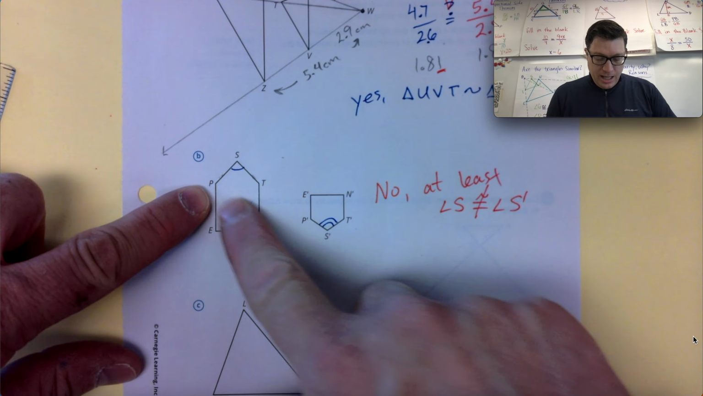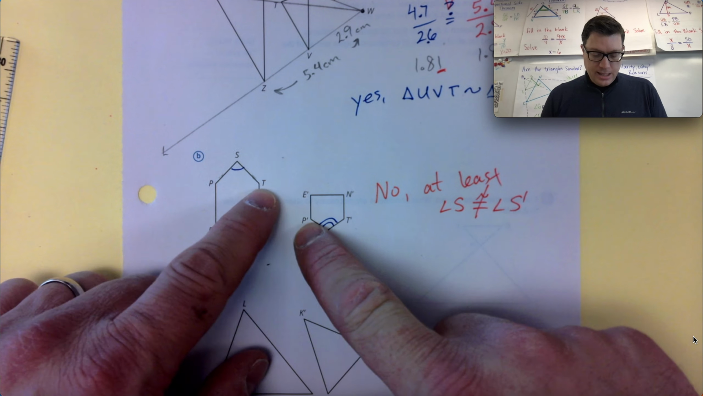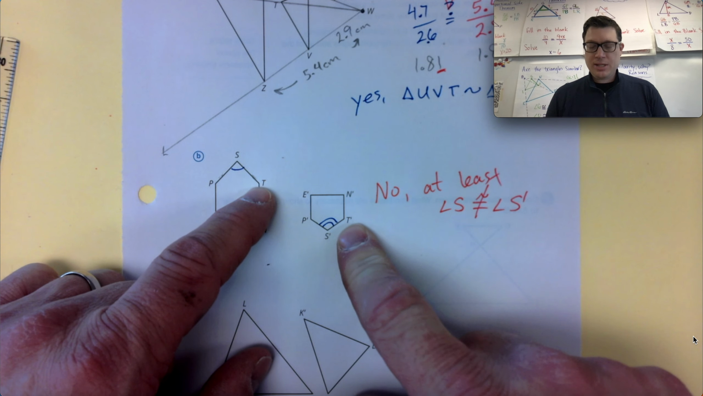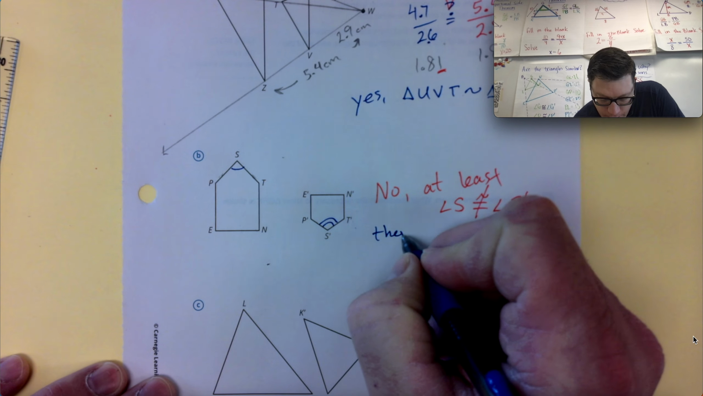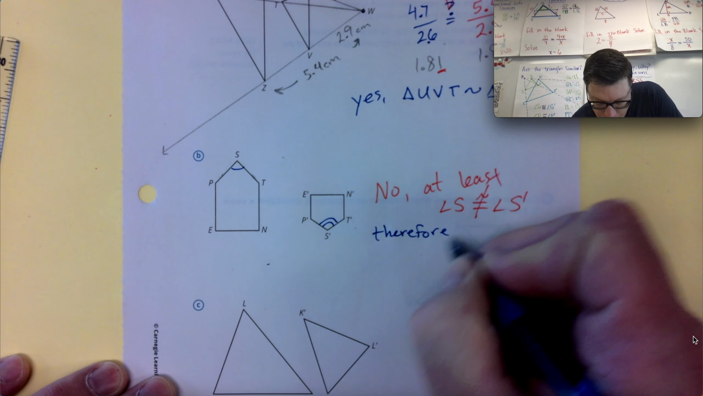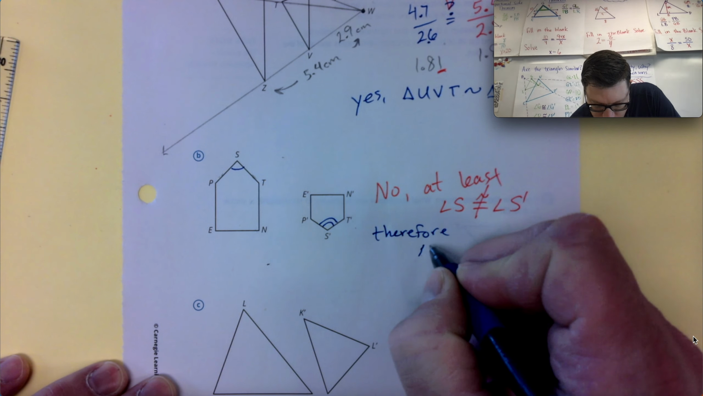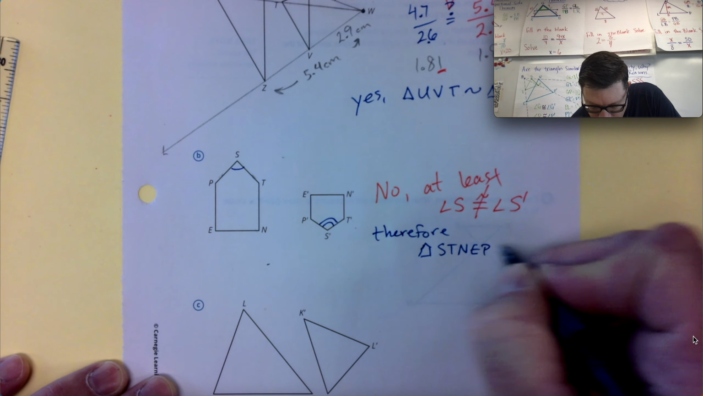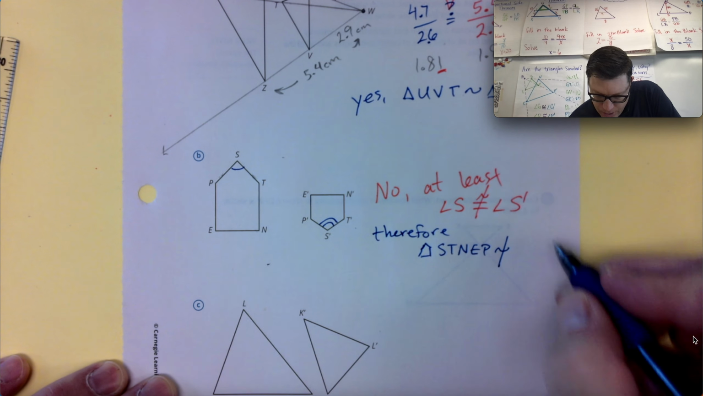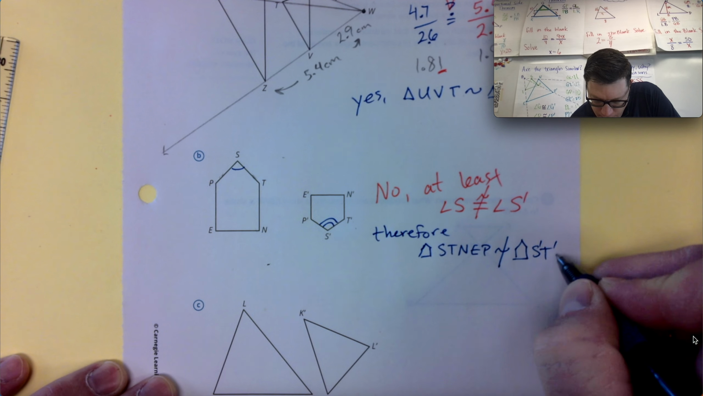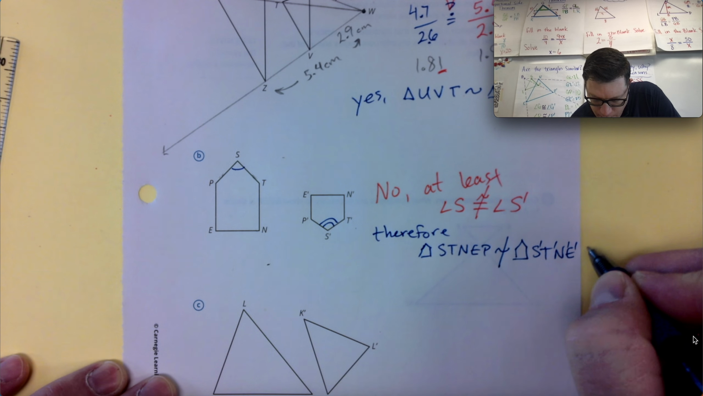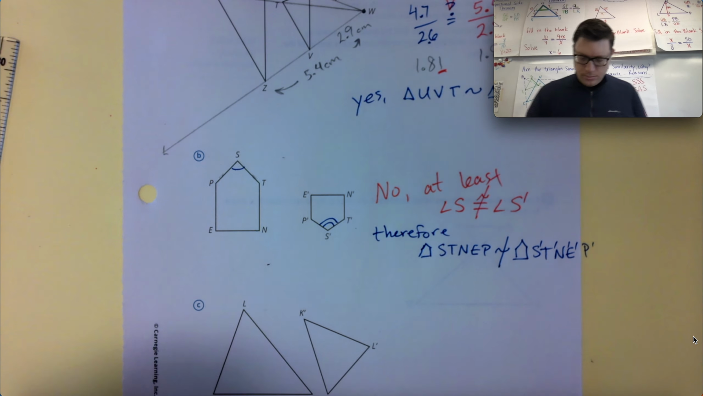Probably P and P prime are not the same size, and T and T prime are not the same size. And so because that's the case, therefore, pentagon, I'm going to try to draw a pentagon here. STNEP is not similar to pentagon S prime, T prime, N prime, E prime, P prime. Okay.